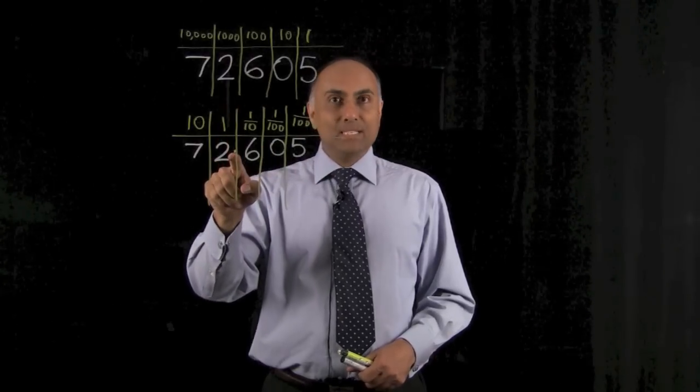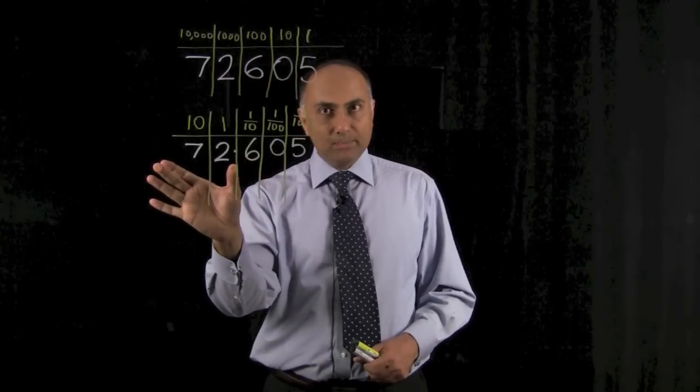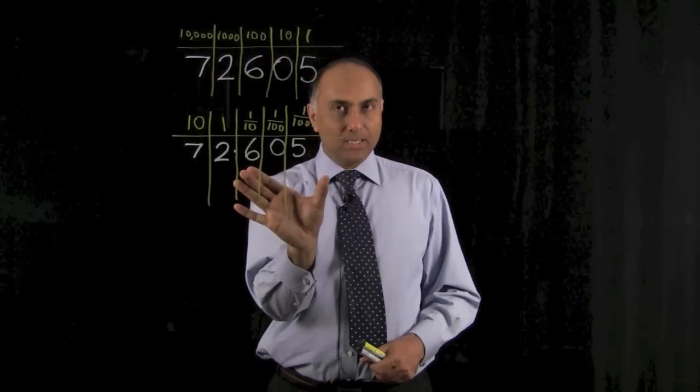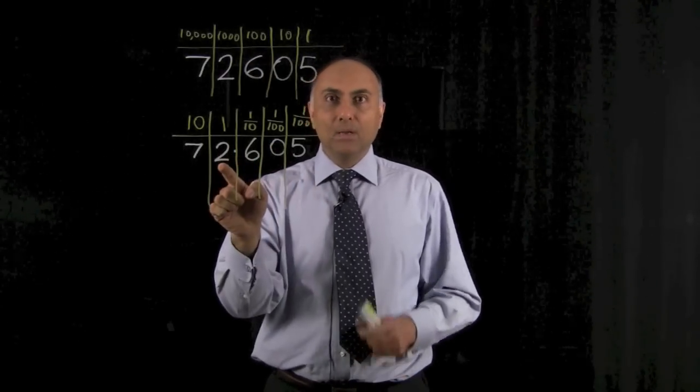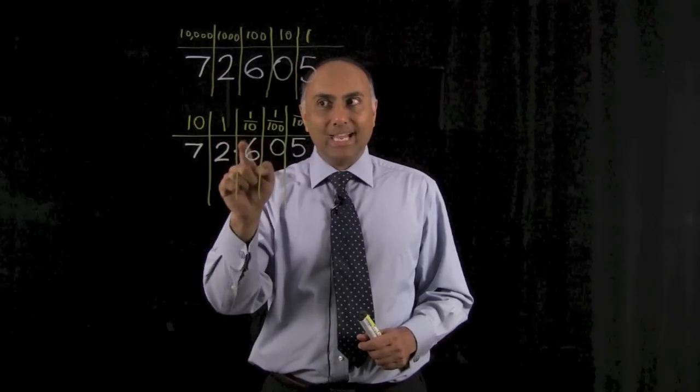When you have a decimal point, the decimal point is a marker to let you know where the whole numbers finish and the fractions begin. So the decimal point always comes to the right of the units column and to the left of the tenths column, never anywhere else.